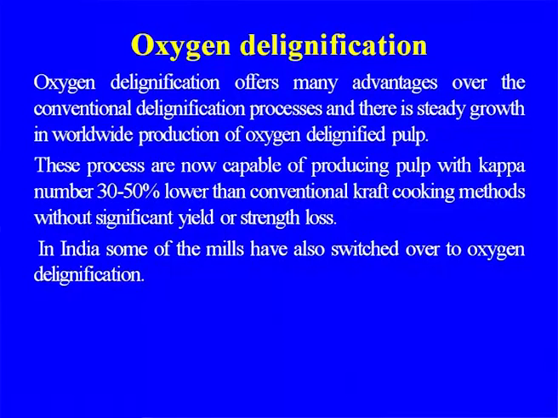Oxygen delignification we have already discussed, because now we are also using oxygen delignification along with pulping. Oxygen delignification offers many advantages over the conventional delignification process, and there is steady worldwide growth in its use. The kappa number is improved, and the processes are now capable of producing pulp with a kappa number 30 to 50% lower than the conventional kraft cooking method. So, this is the advantage of oxygen delignification.